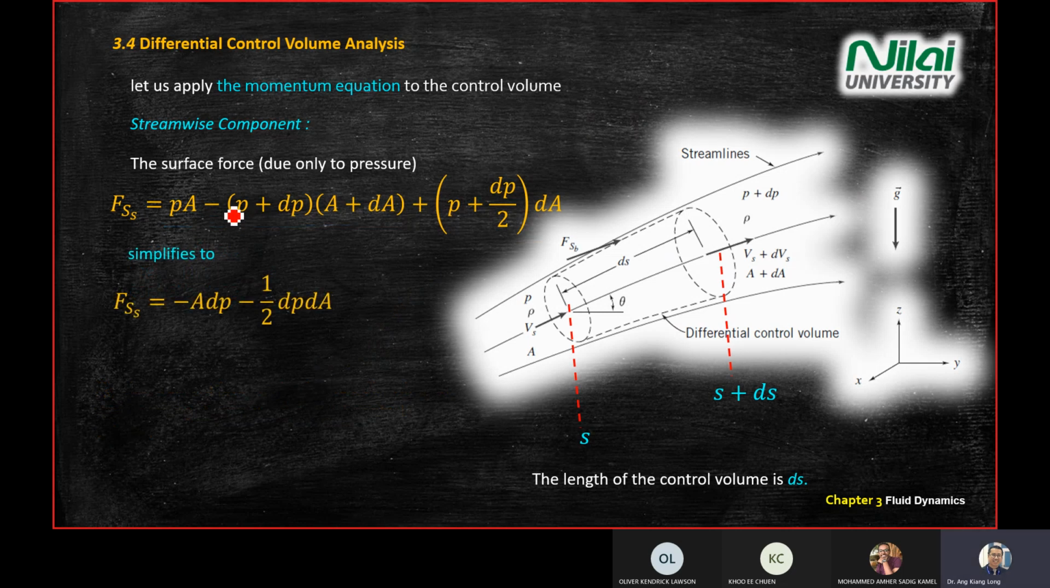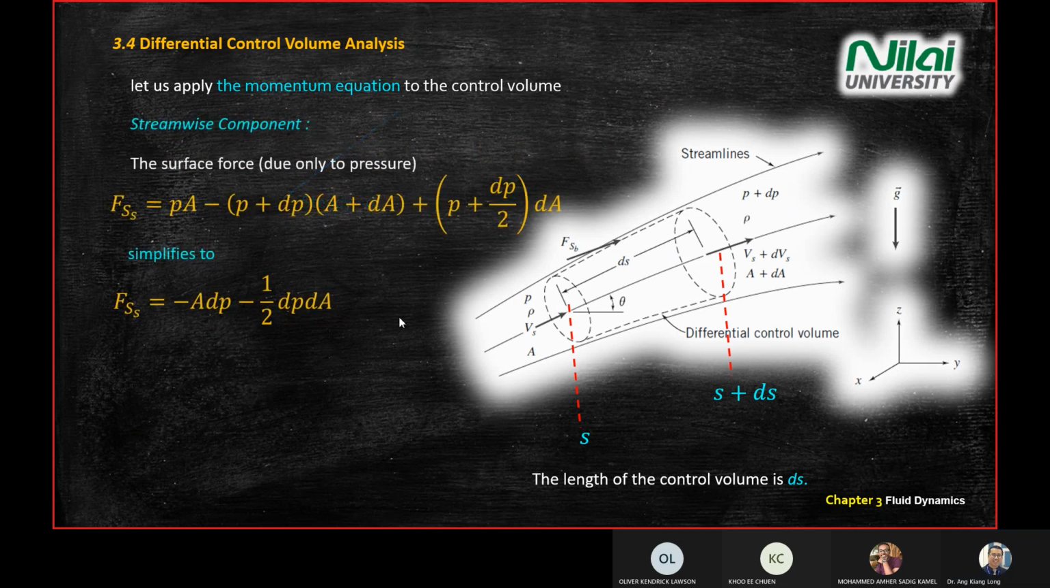So if you multiply the products for this equation and then simplify, you will get negative A dP minus half dP dA. Again, in this second line of the equation, you see there are two differentials: very small changes of pressure times very small changes of area. This will be a very, very small number that you can ignore compared to this term, because the value is significantly different, right?